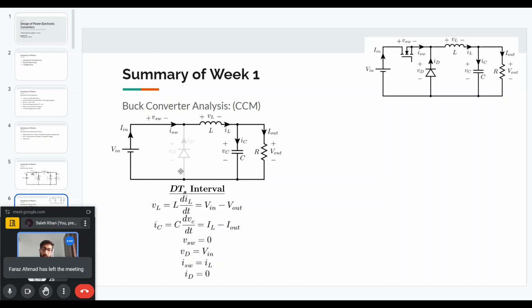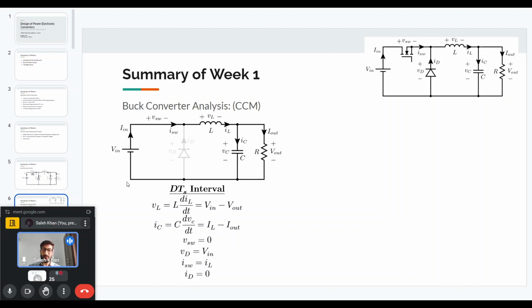So this switch will be on for a duration which we call DTS. TS is the switching frequency, how fast the MOSFET is switching, and D is a fraction of that time. So D is a fraction from 0 to 1, and DTS will be a fraction of the time for which the MOSFET is on. And when the MOSFET is on, the equivalent circuit is shown in the slide. So the inductor will be directly connected to the input voltage.